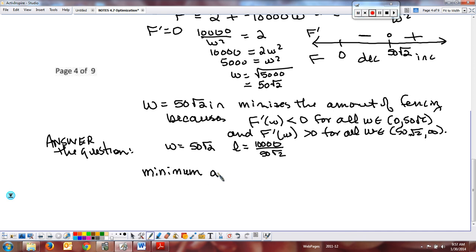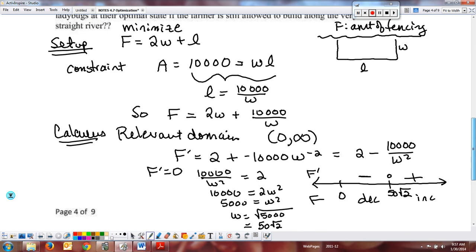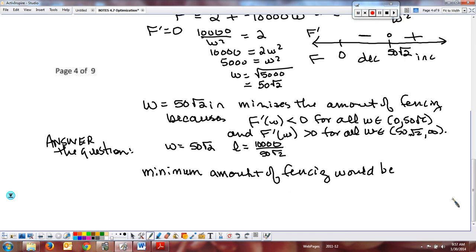So the minimum amount of fencing would be, and then we have our formula. This is where you don't have to simplify, it really works out. We have 2W plus L, F equal to 2 times 50 square root of 2 plus 10,000 over 50 square root of 2, and then just walk away. You can simplify if you want, but you don't have to. But you want to make sure you answer the question that was asked.